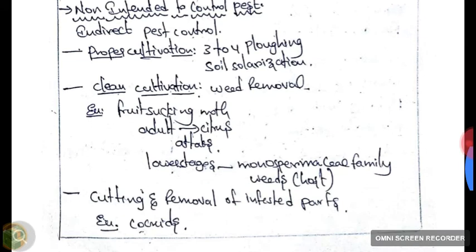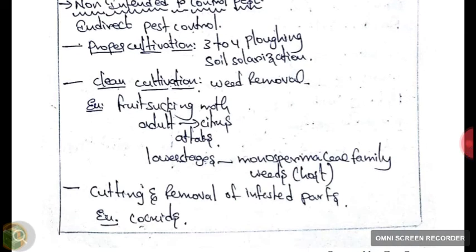Next one is clean cultivation, which means weed removal. Several pests attack our economic crop in adult stages. In all the lower stages, they depend upon weeds. If we remove weeds from the field, they will not develop into adults and destroy the crop. Let's see an example: fruit sucking moth. It attacks citrus in the adult stage, but in the lower stages, it depends on Menispermaceae family weeds. If you remove Menispermaceae family weeds from your field, then you can prevent the fruit sucking moth.